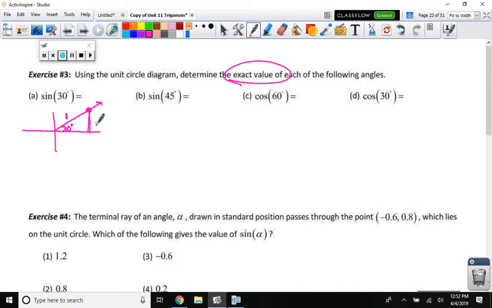So you need to remember something to memorize. On the unit circle, opposite the 30 in a 30, 60, 90 is always 1/2. And that's the y value, and I'm going up. So sine of 30 degrees, 1/2.